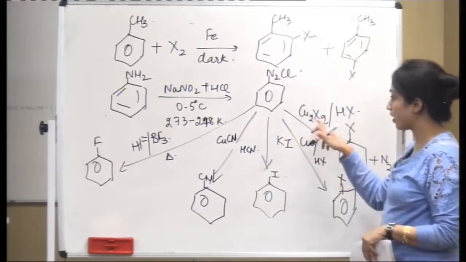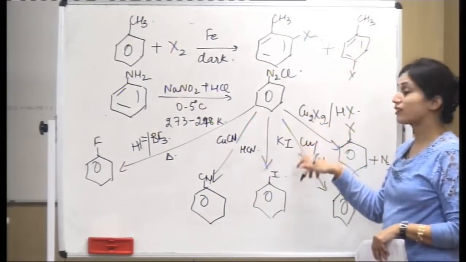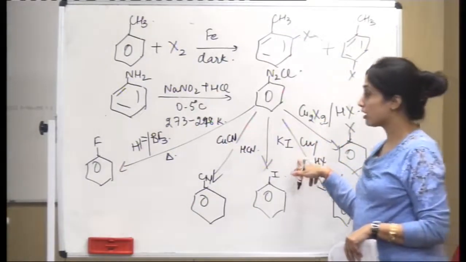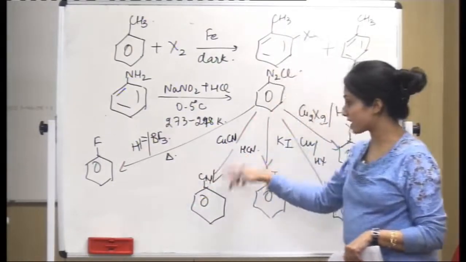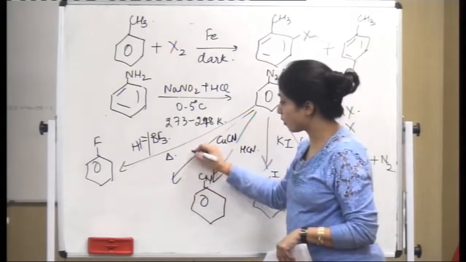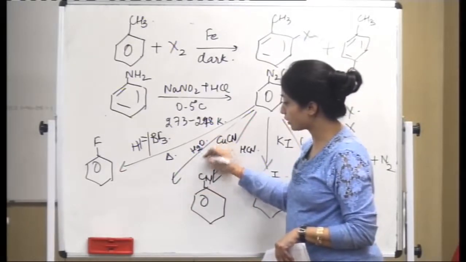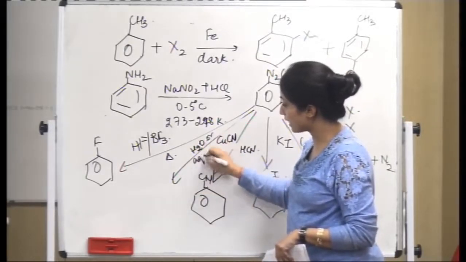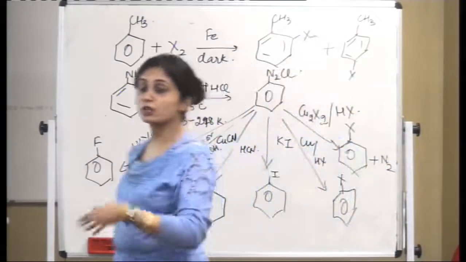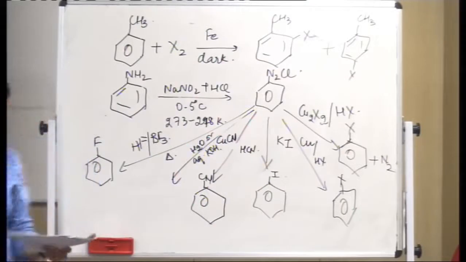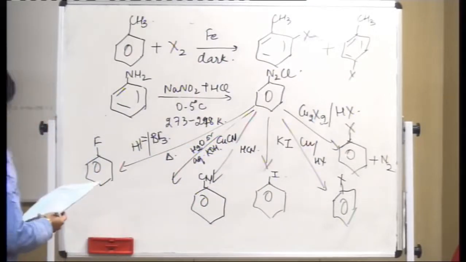So this is your Sandmeyer reaction. This is your Gattermann reaction. This is your Schiemann reaction. And you can get cyanobenzene. You can get an alcohol also here when you add water or aqueous KOH. Okay? So from alkyl halides you can get a wide range of products from here, which is very important.